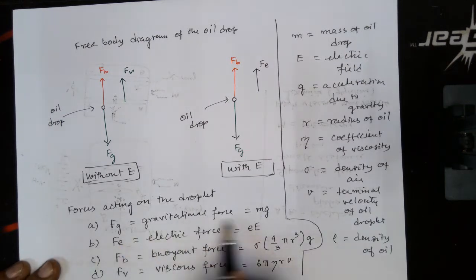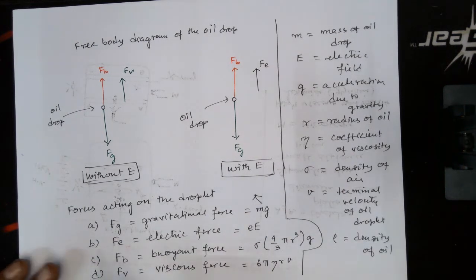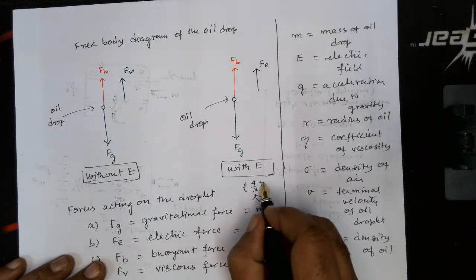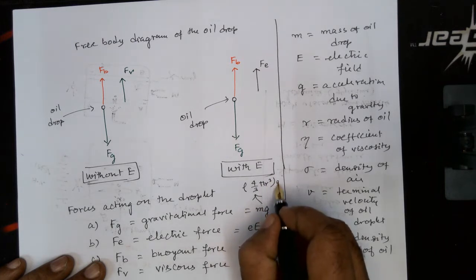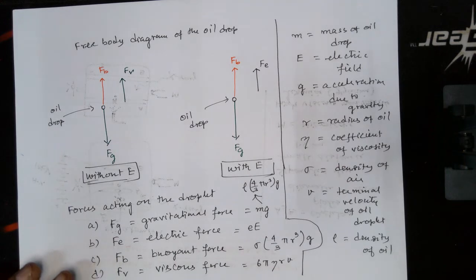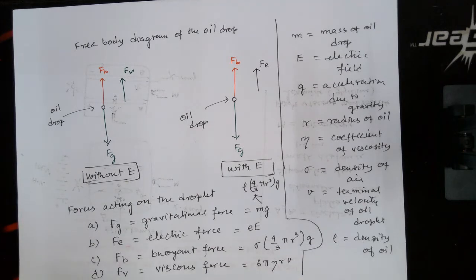In fact, this Fg or mg can be given as rho into 4 by 3 pi r cube into g. I'll tell you how to convert this. I think I have given all the parameters involved in this set of derivations.